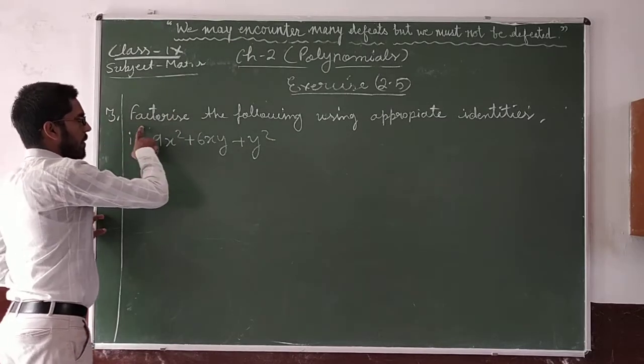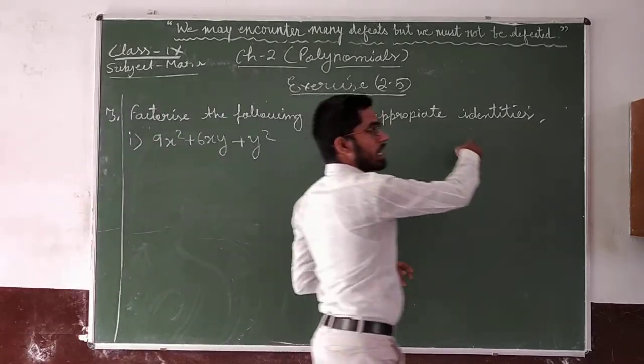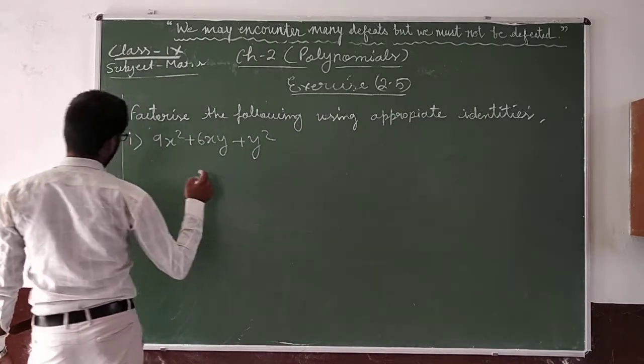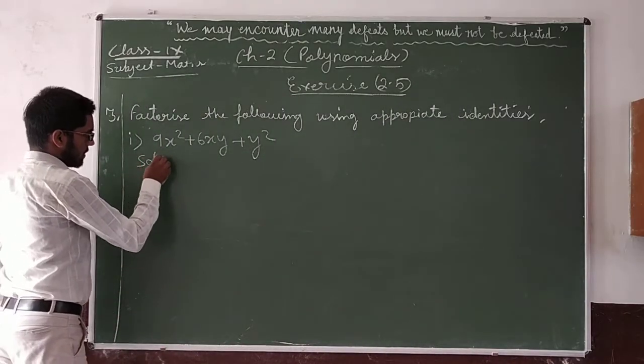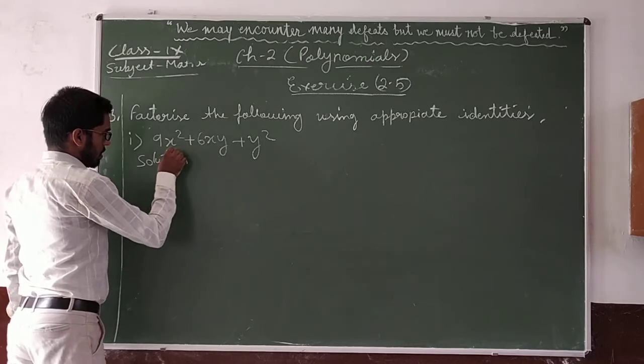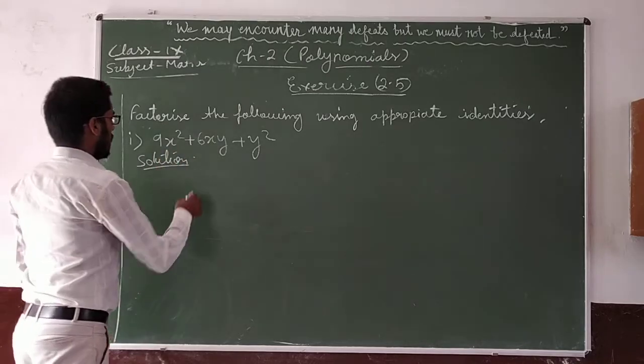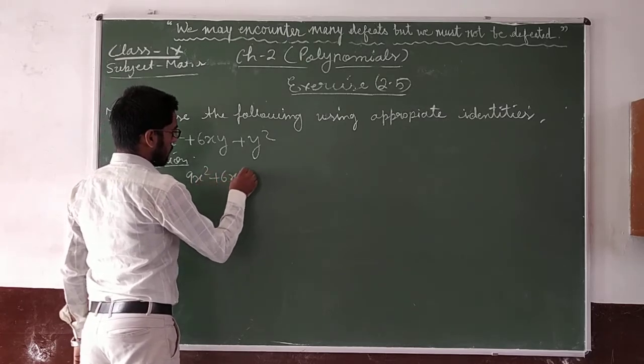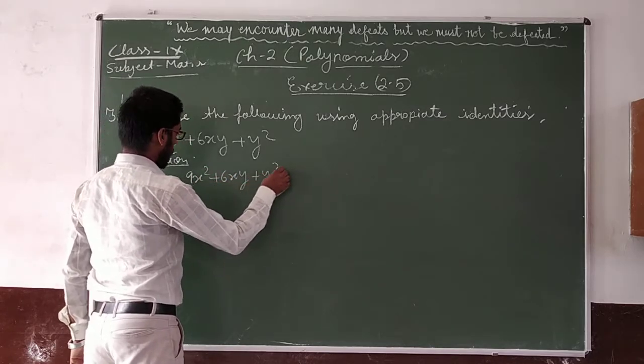Question number 3. Factorize the following using appropriate identities. The expression is 9x square plus 6xy plus y square. Okay, first write the solution. Note it down again: 9x square plus 6xy plus y square.